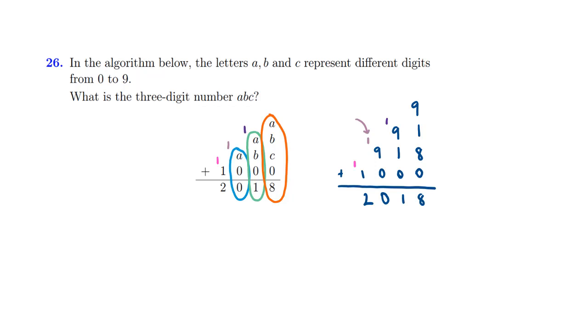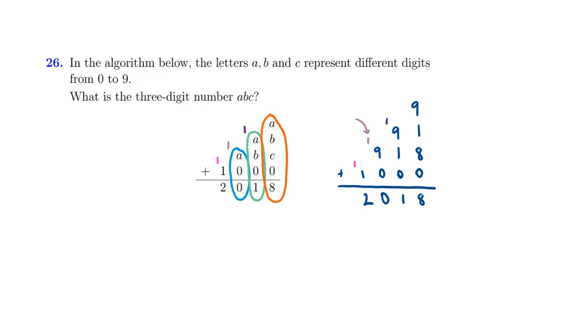So now we can check again, working this time as we normally would from right to left. 9 plus 1 plus 8 is 18. We write down the 8, we regroup the 1. 9 plus 1 plus 1 is 11. We write down the 1 and we regroup the 1. 1 plus 9 plus 0 is 10. So we write down the 0 and we regroup the 1. And finally we have 1 plus 1 is 2.